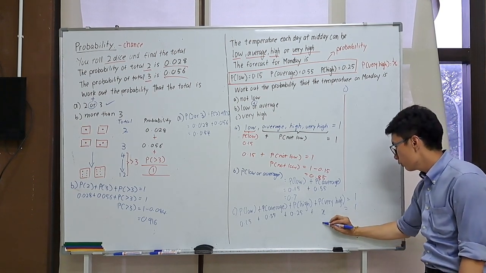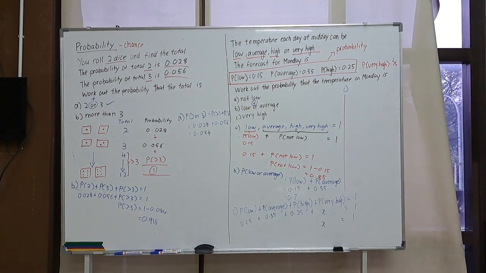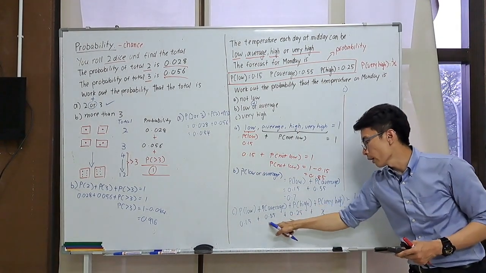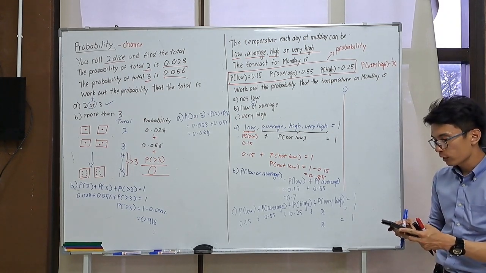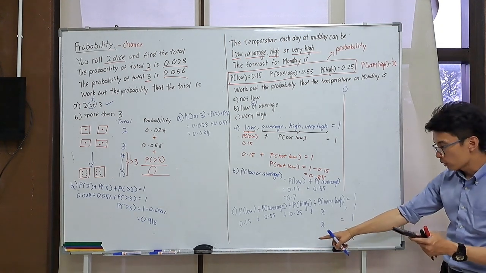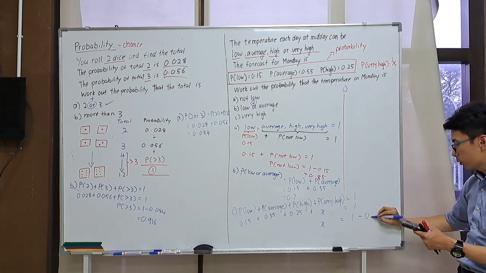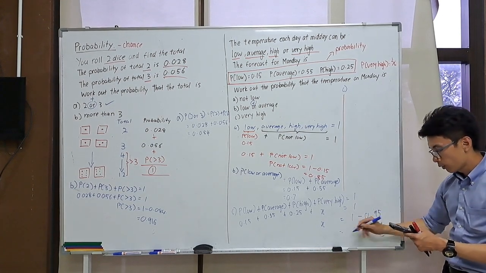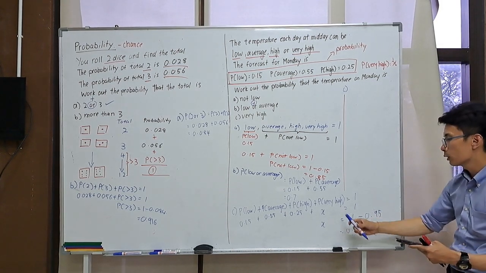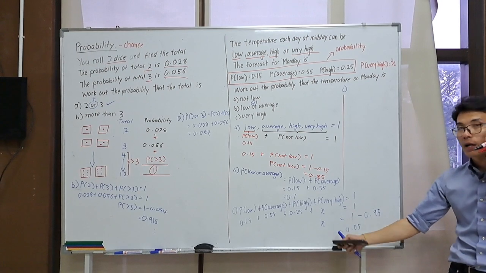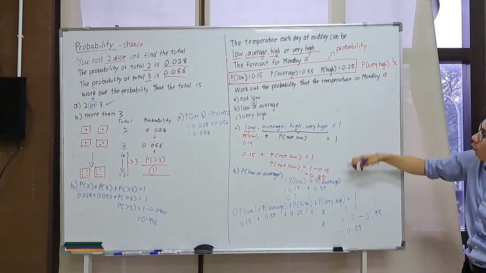Again, you will just solve this like any algebra equation. So 1 equals, all these things I will add up first: 0.15 plus 0.55 plus 0.25. I will get 0.95, and then I will move it over here, so I'm going to subtract 0.95. With that, I will get 0.05. So that's my probability of very high. That's how we solve this question.